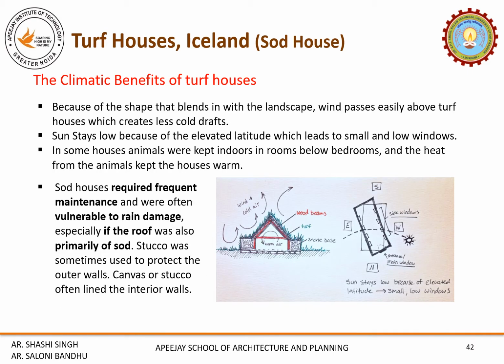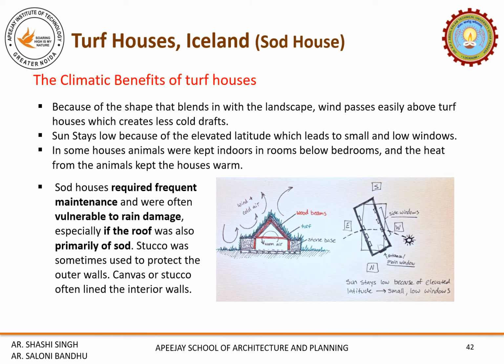The shape of the house is such that it blends with the landscape. Wind passes above the turf houses, which creates less cold draft. The sun stays low because of the elevated latitude, which leads to small and low windows.